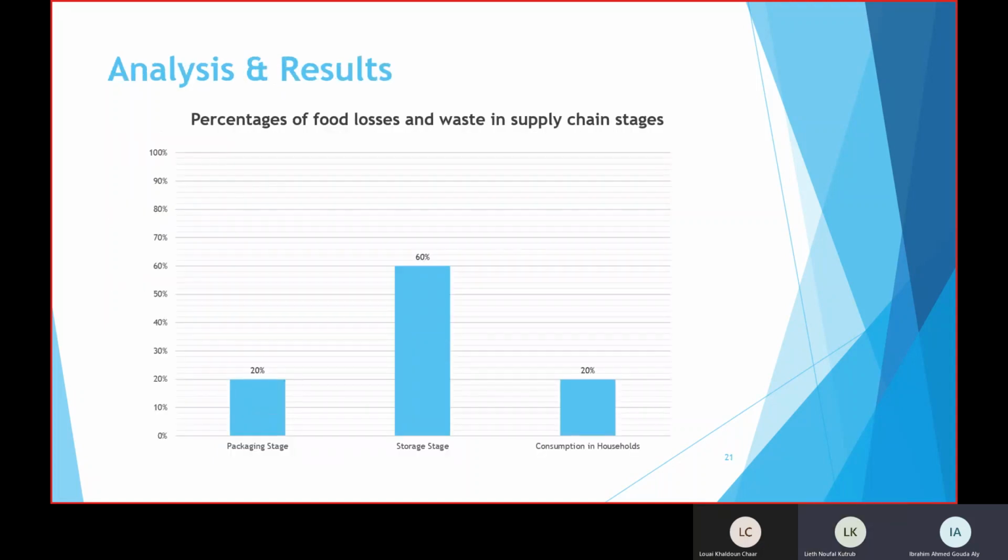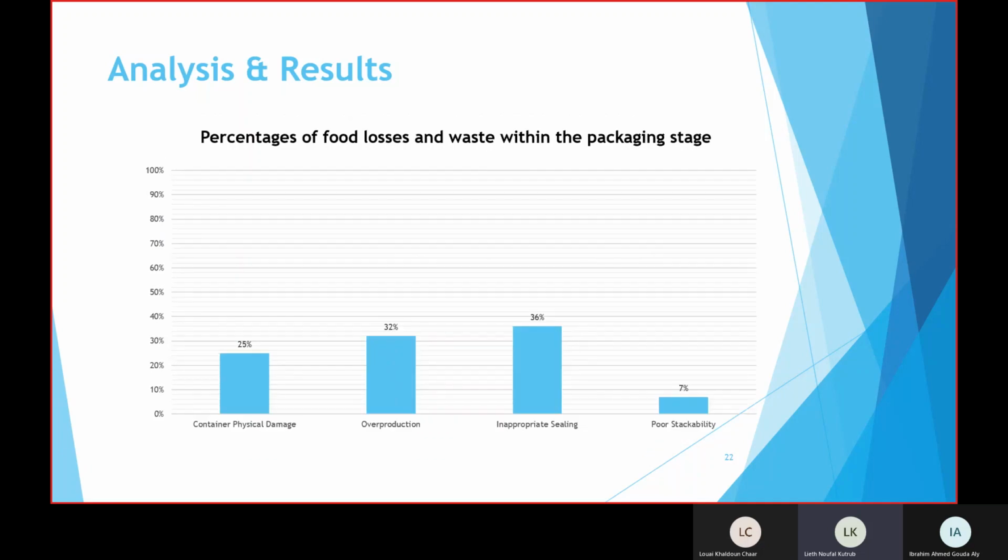Now continuing with my colleague Laith to the analysis results. It was found that 60% of the food losses and waste are related to storing factors, and the rest goes equally to packaging and consumption related factors. 36% of the food lost and wasted in the packaging stage is due to inappropriate sealing, while overproduction comes as the second affecting factor with 32%.